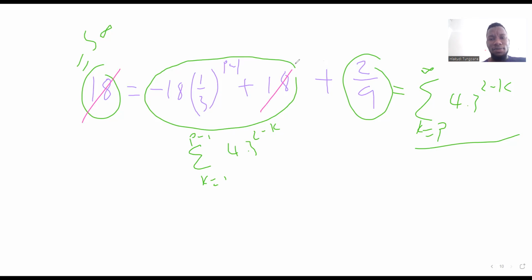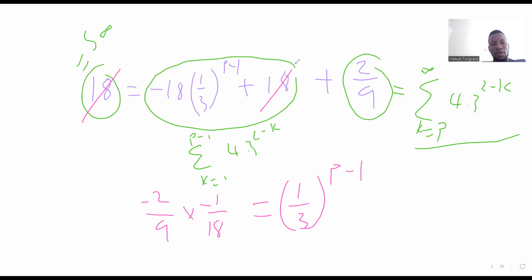So this cancels with this, obviously. And then you can take this term to the other side. So you're going to have minus 2n, minus 2 over 9. Then you divide by minus 1 over 18, because you multiply by minus 1 over 18 on both sides, right? Then you're going to have 1 over 3 to the p minus 1. If you multiply these two, you're going to get 2 over 8 times 9. So let's see.